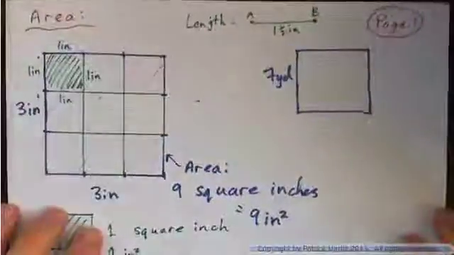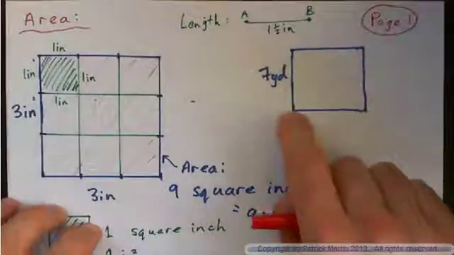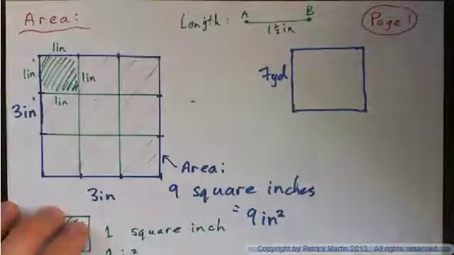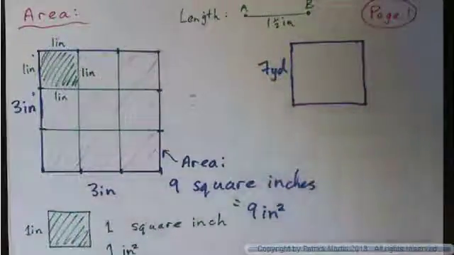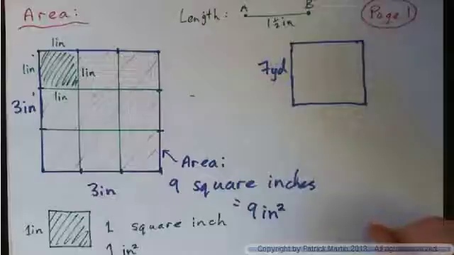Okay, so if we look at this square, it has a side length of 7 yards. If you just want to calculate the area, how would you calculate the area of this square?